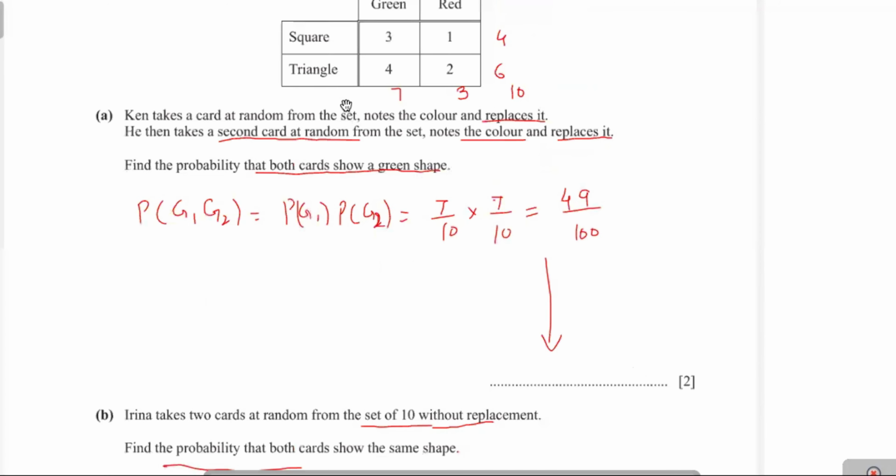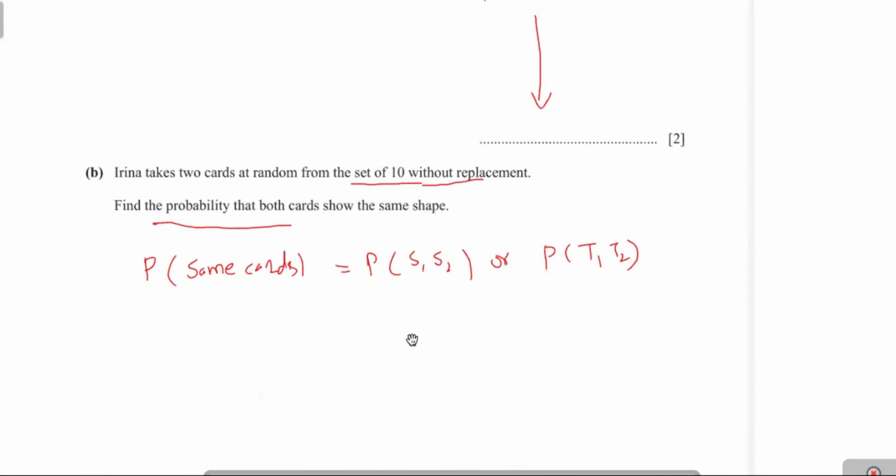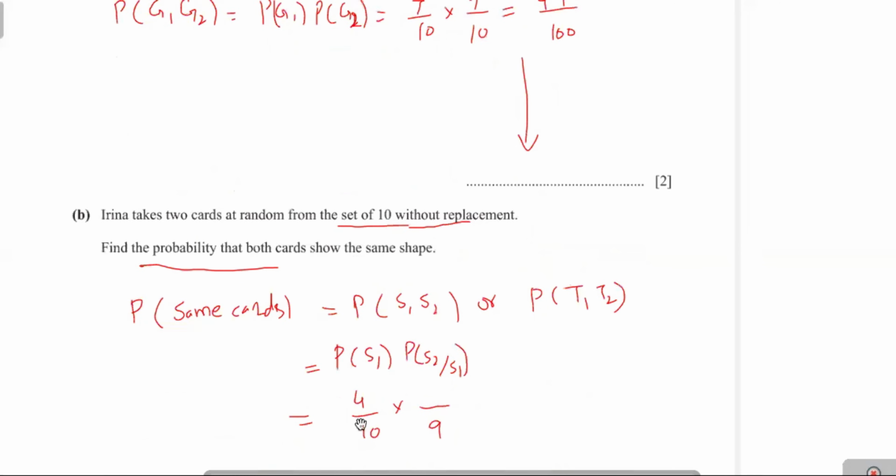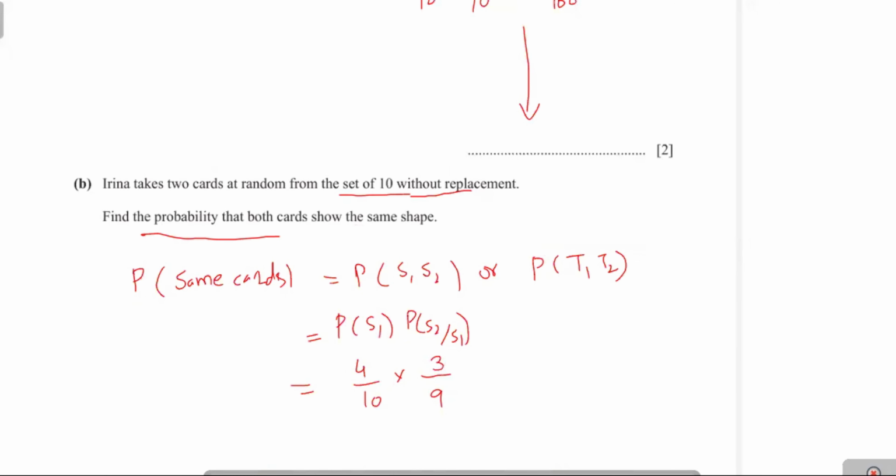Now you see here, these are square cards, total square cards are 4. There is the probability of S1 into the probability of S2 given S1, because the event is without replacement. Therefore, the second card will be P of S2 given S1. Now the probability of S1 will be 4 out of 10 cards. Now when the card is taken without replacement, the cards remaining are 9. We take the second card, the total square cards become 4 minus 1 is 3. We write 3 over 9.